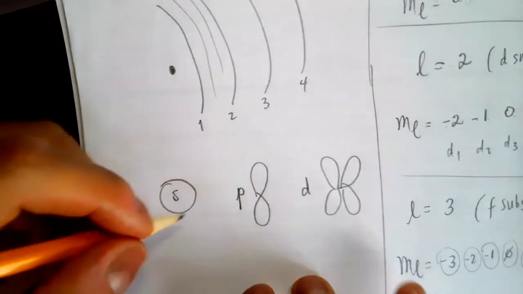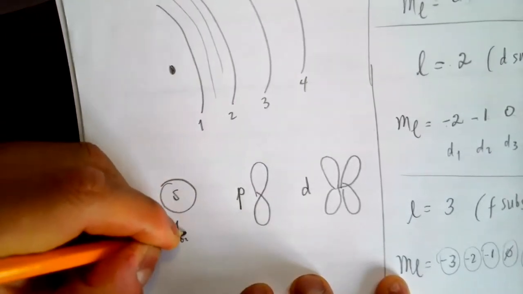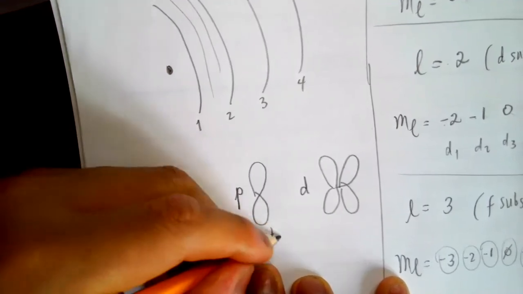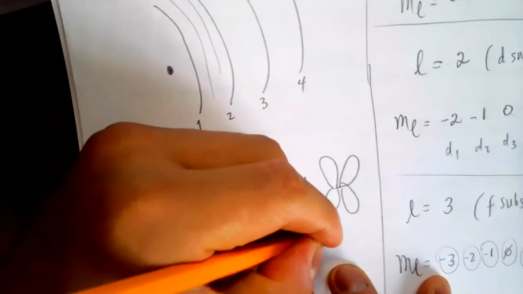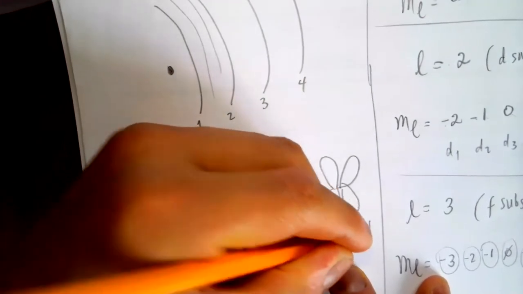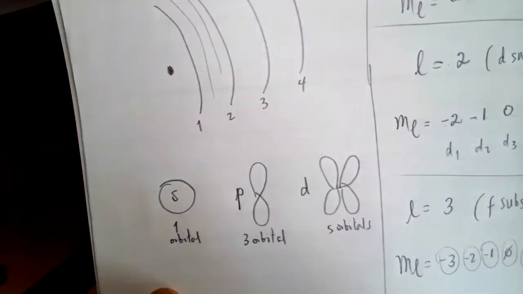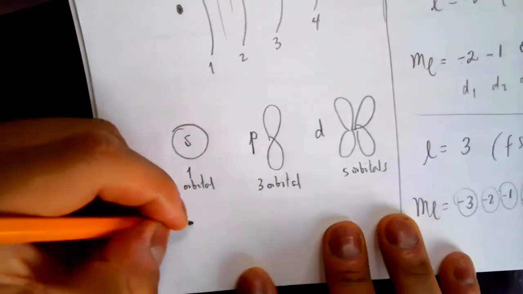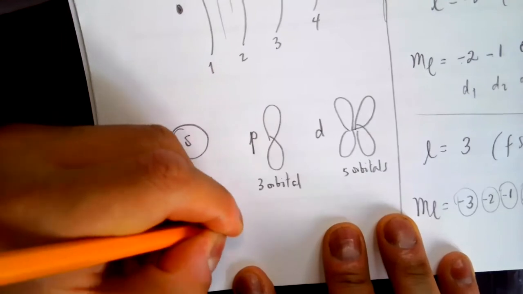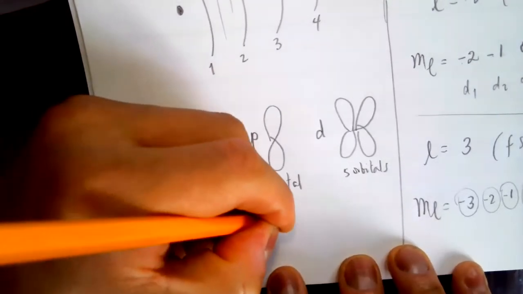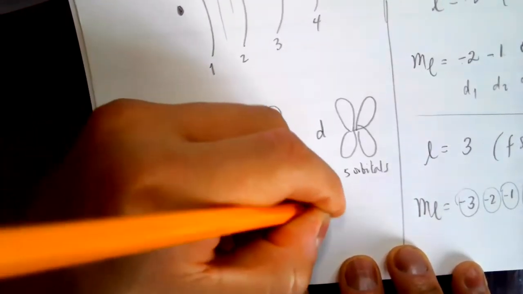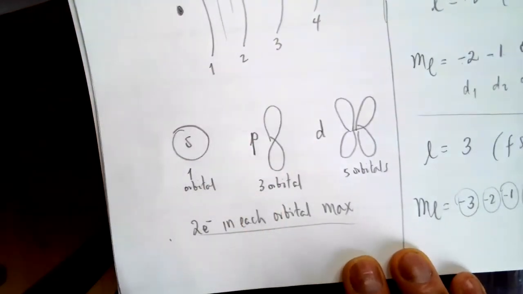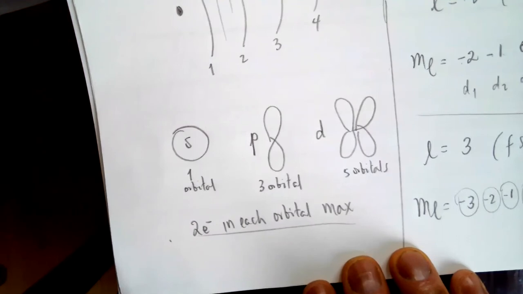It's only one of these, only one orbital. p can have three orbitals. d can have five orbitals, so we said that already. And f can have seven. Each orbital can hold a maximum of two electrons. Can I have one? Yes. But you cannot have three. You cannot have four. Only one or two.